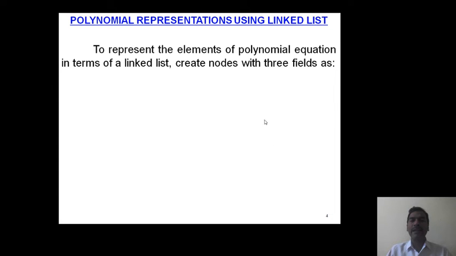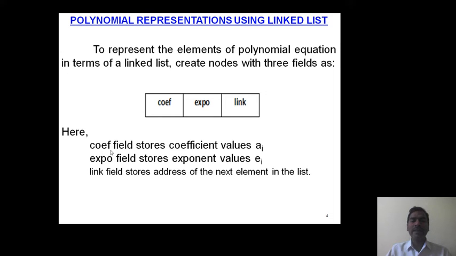To represent any polynomial equation in terms of a linked list, first we create the node format. So here the node consists of three parts: COEF, EXPO and link. Here the COEF field stores coefficient values, the EXPO field stores exponent values, and the link field stores the address of the next element of the list.